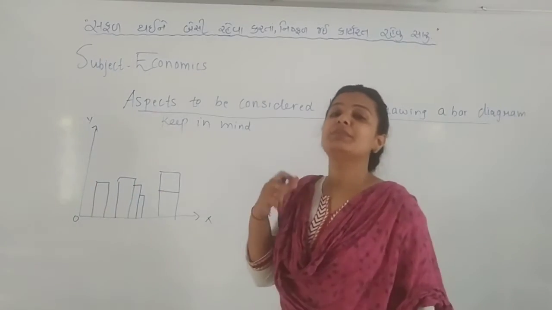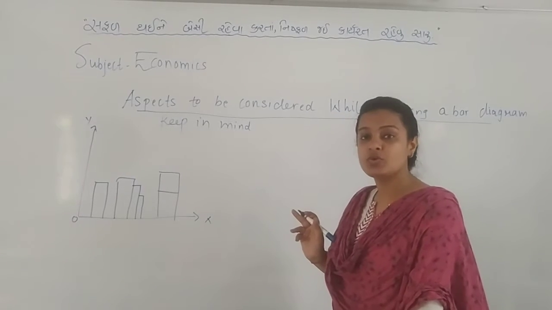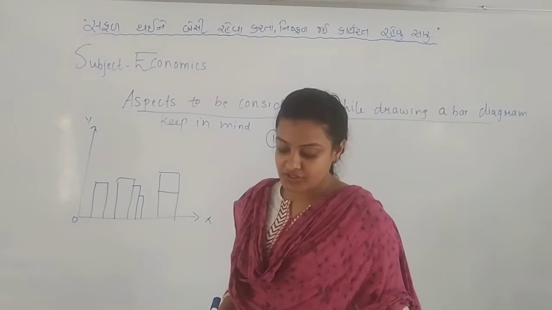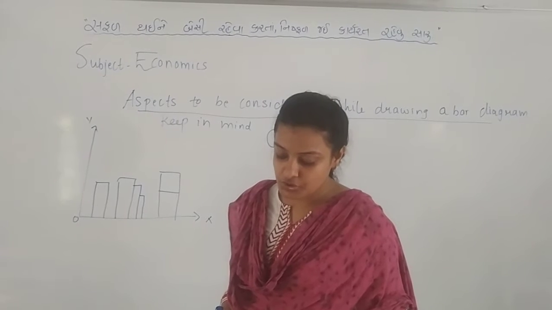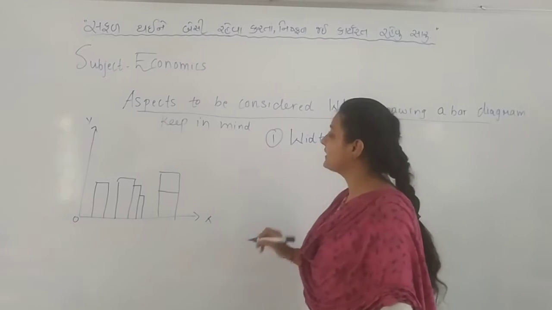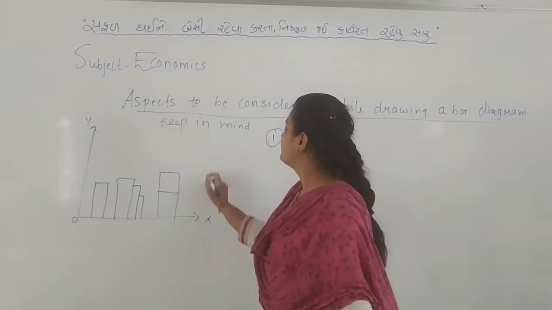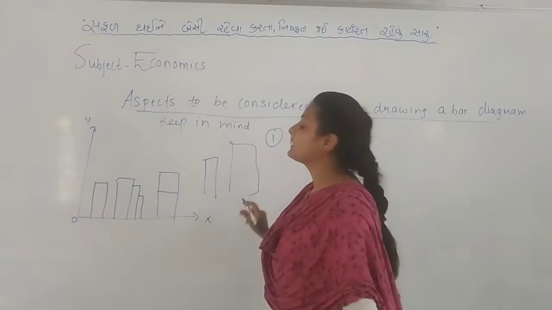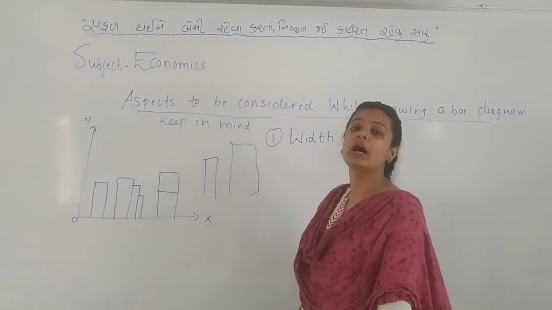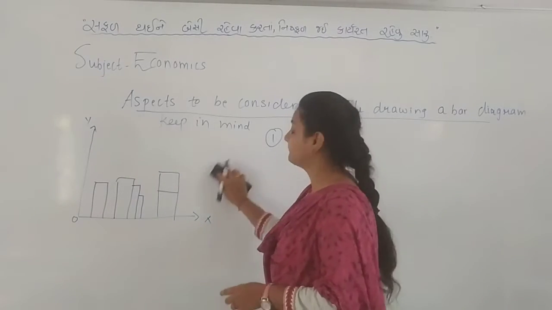Now what things do you have to keep in mind while drawing such a diagram? I am reading it from your textbook itself. The width of the bars does not represent any data and hence all the bars should be of equal width. Width in the sense of the same kind of broadness they should have. If one side you draw thick and one side thin, this is not going to show a good picture. So the width of each bar should be equal, so it is very easy for understanding.